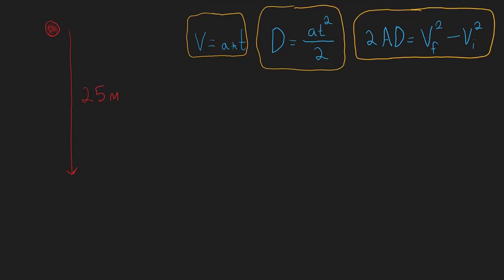Well, we know that we want the equation that removes time, right? We're not given a time, we're not given the amount of time that the ball falls, so we want the equation that doesn't use time. And which equation is that? That's this third one, right? So 2 times acceleration.